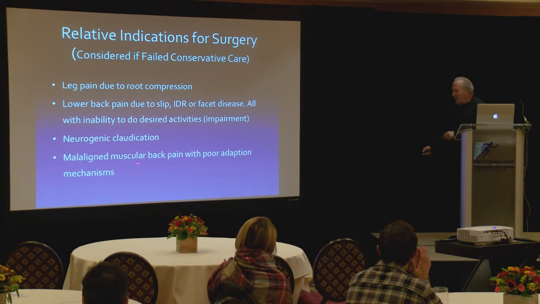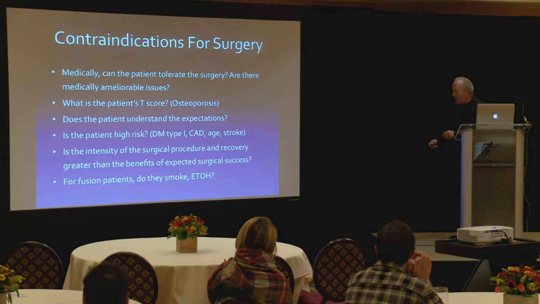Somebody's got a severe thoracic hyperkyphosis, they're miserable, they can't stand, they can't do anything. Can you help them? Yeah. What is the cost of helping them? And that leads to our next topic, contraindications. Can the patient tolerate the surgery? Are there medically ameliorable issues?